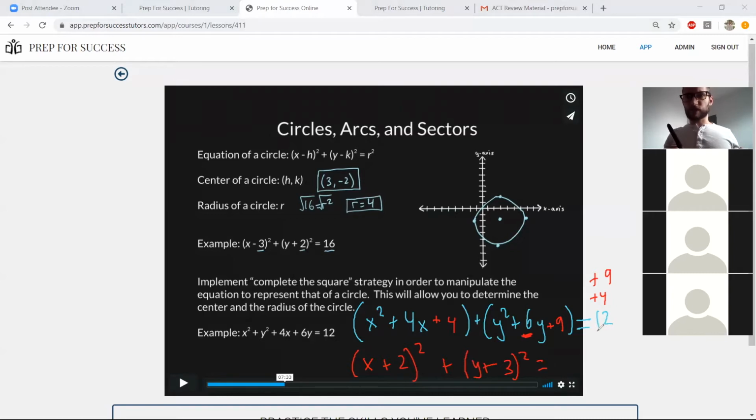And this breaks into 12 plus 4, which is 16. 16 plus 9 is 25. So this right here is the equation of the circle. So my center would be negative 2 comma negative 3, and then my radius would be 5. Okay, so that's called completing the square.